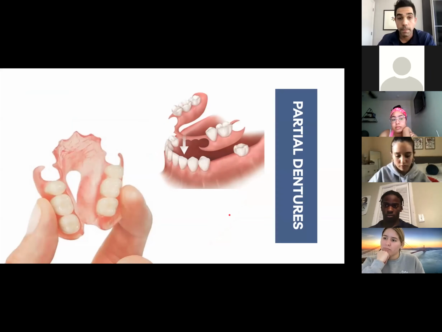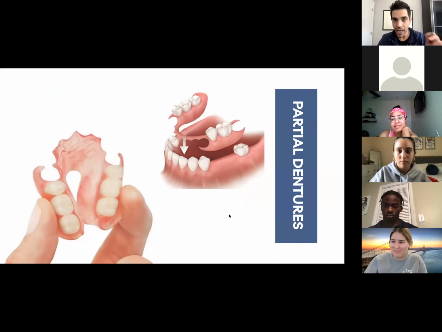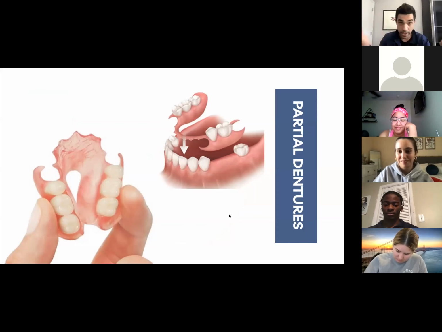Now, partial dentures. If I only had a nickel for every time I've heard a patient call this a bridge, I would have a bunch of nickels. A partial denture is just that. It is a removable denture, just partway there, right? So we have selected teeth that are missing on the denture.